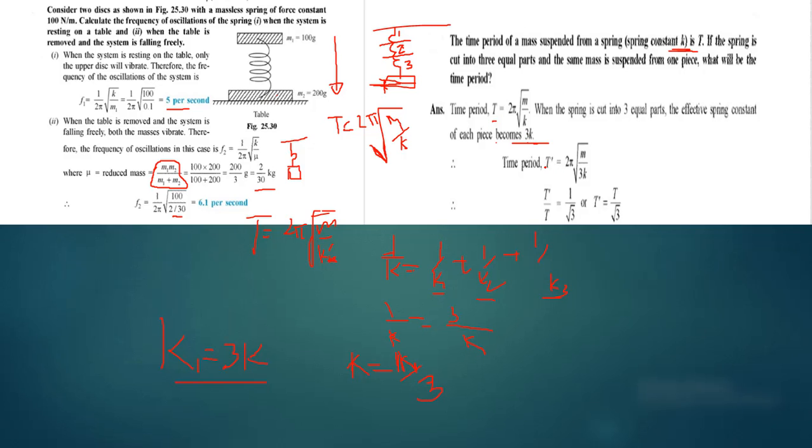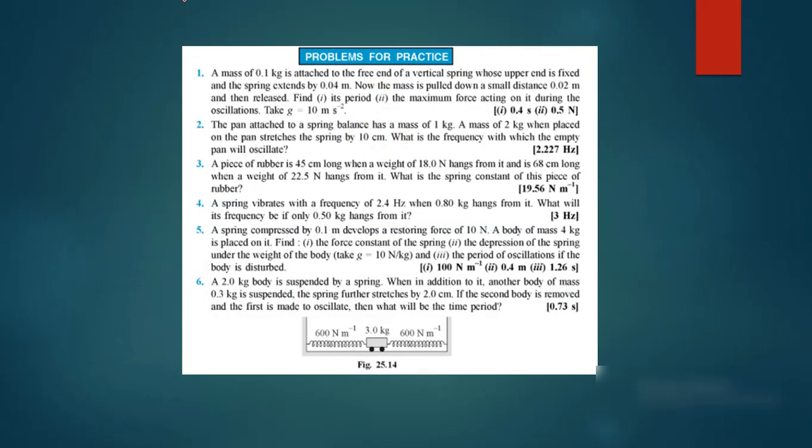So the new time period is equal to 2 pi square root of the mass over the new spring constant k dash, which is 3 times the initial k. Simple like that. If you find the ratio between this and this, you get T dash divided by T equals 1 over square root of 3. Simple like that. So we have practice questions here. You can practice on your own and you have answers there, so please try that and see how well you have understood me.